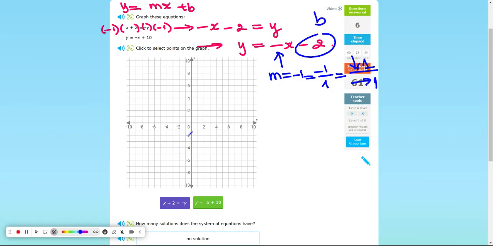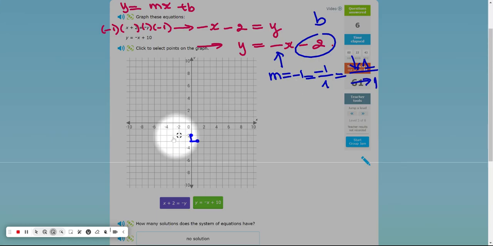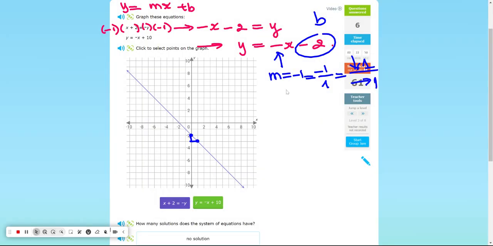So let's go and find the b, negative 2 on the y-axis, and then I go down 1, right 1. Let's go and get the 2 over here. Start at negative 2, down 1, right 1, and then I'm done. Here we go.